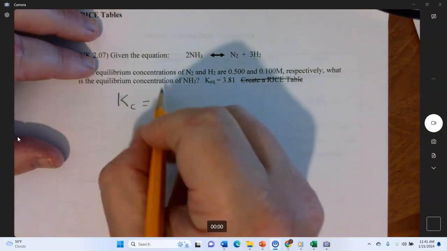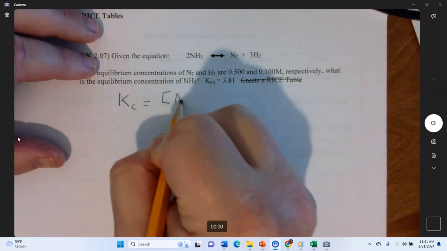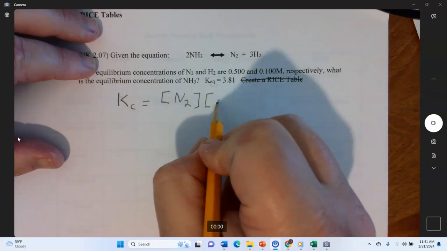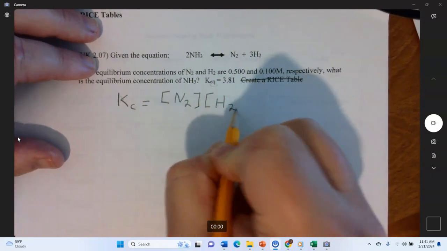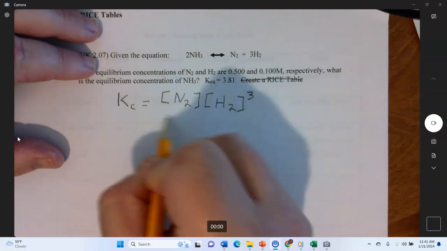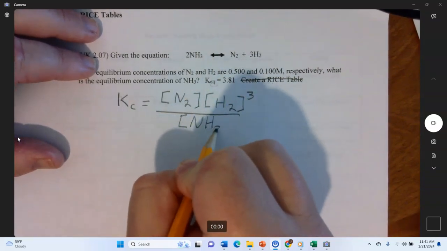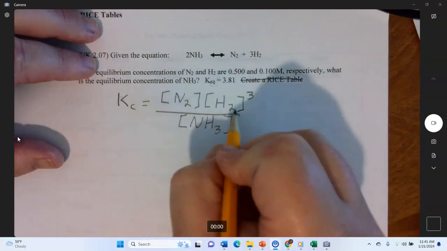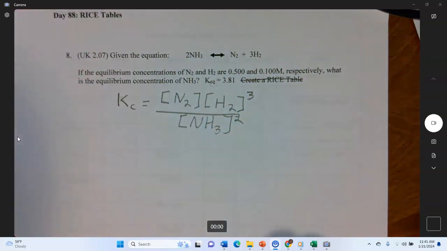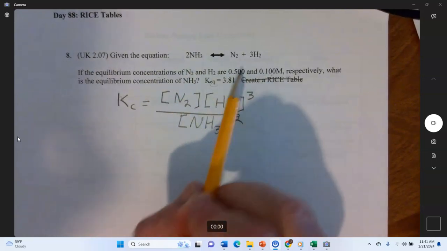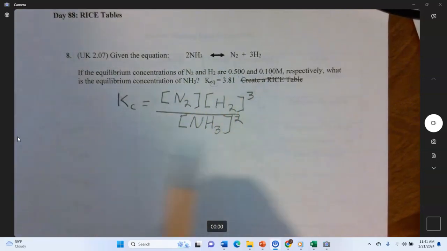Again, practice writing these every chance you get. Products on top. Coefficients become exponents. Reactants on bottom, and coefficient is exponent. Okay, well here's the thing. You don't need a rice table. You might want to write one, but it gives you the equilibrium concentrations of these two. Equilibrium concentrations are what you plug into the law of mass action, not initial concentrations.